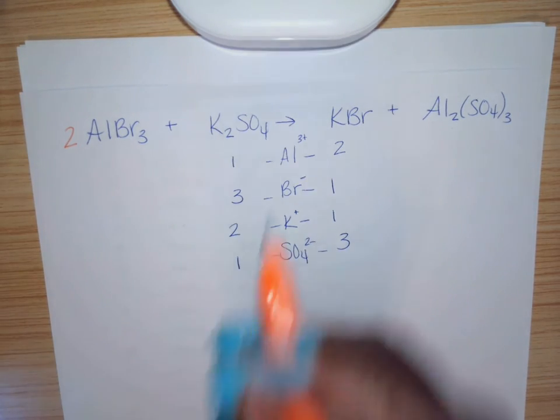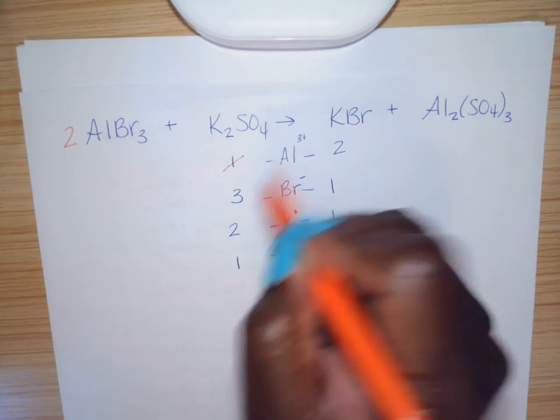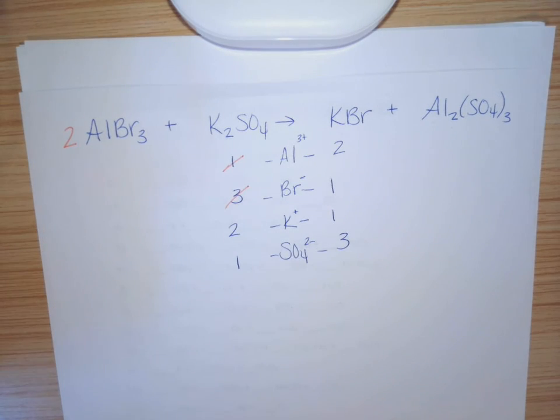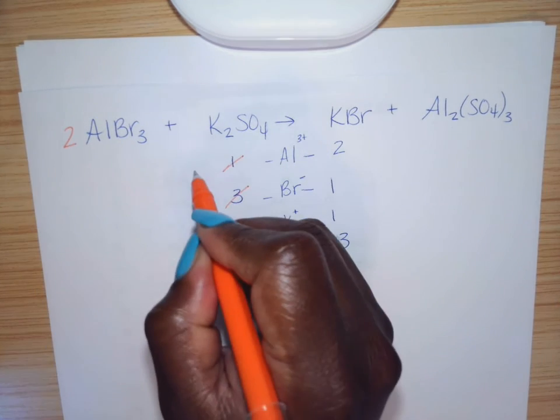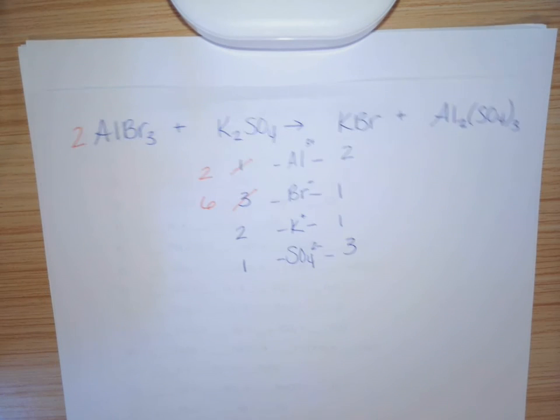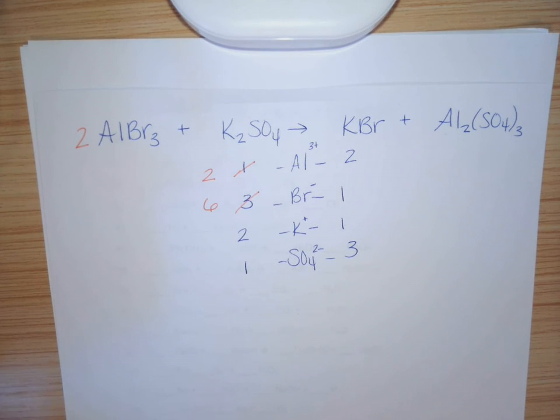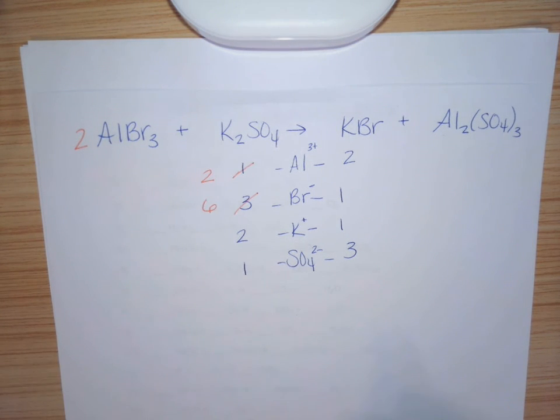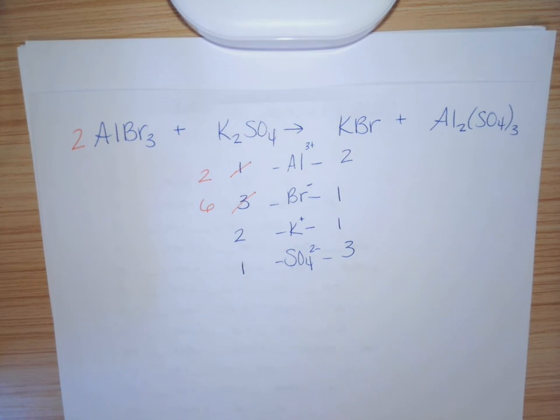Adding that coefficient is going to change the number of aluminum, but it also changes the number of the bromide ions. So I now have 2 aluminum. I now have a total of 6 bromide. Because remember that coefficient of 2 is the same thing as me saying AlBr3 plus AlBr3. And so now my aluminum are balanced, but again, nothing else is balanced.